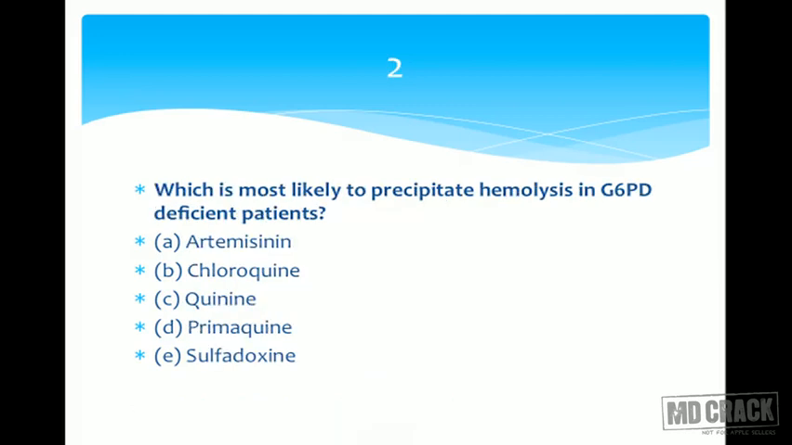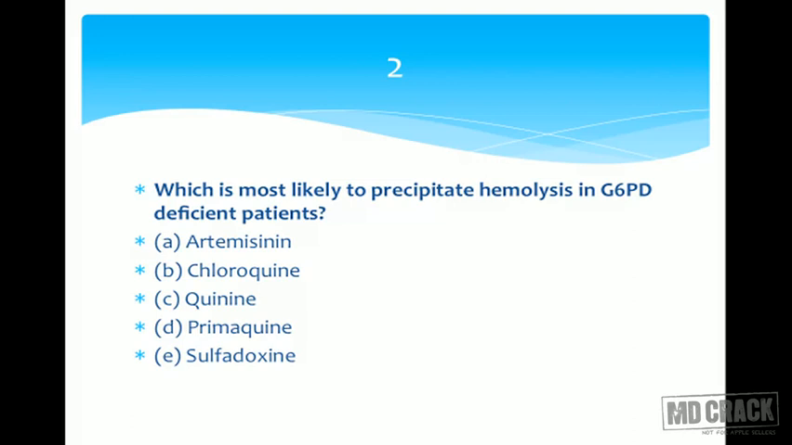Question number 2 on this session. Which is most likely to precipitate hemolysis in glucose 6-phosphate dehydrogenase deficiency patients? The drugs which produce hemolysis in patients with glucose 6-phosphate dehydrogenase deficiency are supposed to be the oxidant drugs. And as you know, many antimalarial agents can precipitate this hemolysis in G6PD deficiency.